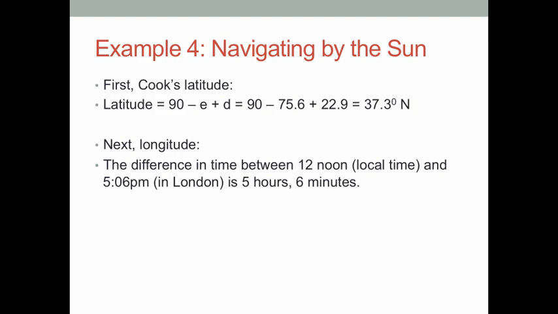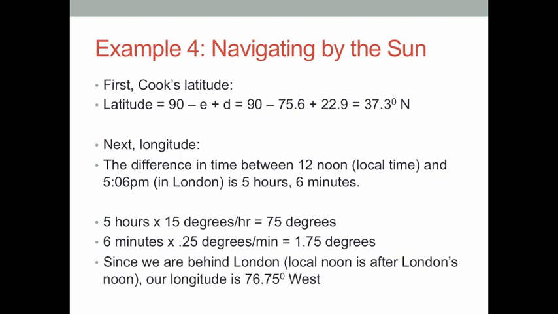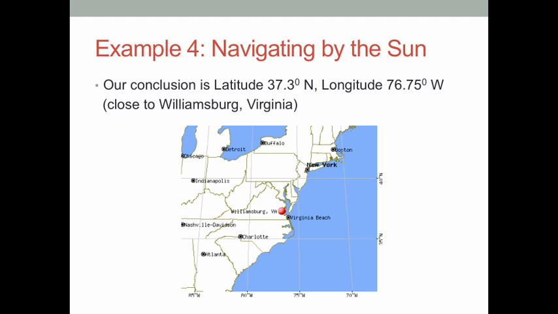And the longitude, looking at the difference between noon local and 5:06 p.m. in London, means that noon has already passed in London. It's already 5:06 p.m., so we're kind of behind here, having local noon occurring after it's already occurred in London by 5 hours and 6 minutes. So 5 hours times 15 degrees an hour is 75 degrees, and those 6 minutes at a quarter of a degree every minute is 1.75 degrees. Add those two together, and the fact that we're behind London, local noon is after London's noon. Our longitude is 76.75 degrees west, or negative 76.75 degrees. Well, that conclusion, latitude 37.3 degrees north and longitude 76.75 degrees west, is pretty close to Williamsburg, Virginia.